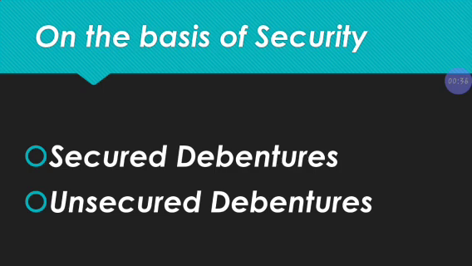Second is the unsecured debenture. Here the debenture holder does not have any security from the company, and it is nowadays prohibited by the Companies Act 2013. That means nowadays companies are not allowed to sell unsecured debentures. They are only allowed to sell secured debentures, where the debenture holder will get certain security from the company.